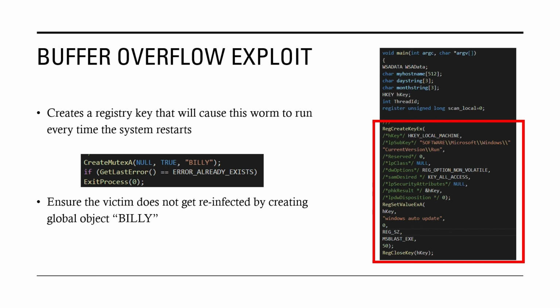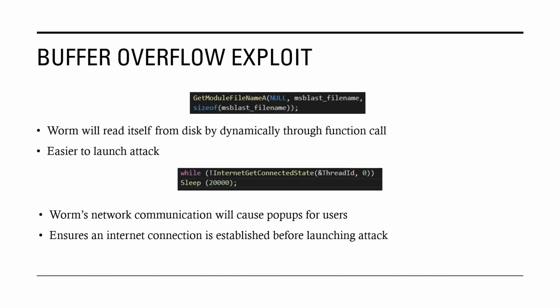Regarding the buffer overflow exploit, hackers make use of a registry key that causes the worm to run every time the system restarts. It also ensures that the victim does not get reinfected by creating a global object named Billy. The worm will read itself from the disk through a function call, which is easier than hardcoding it on the disk. A pop-up will appear and this signals to the virus that a connection has been made.